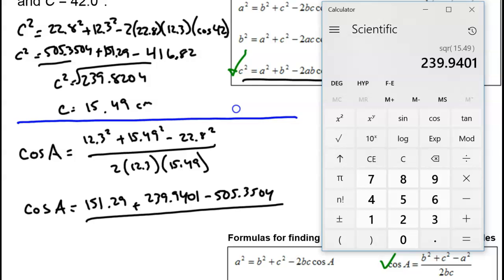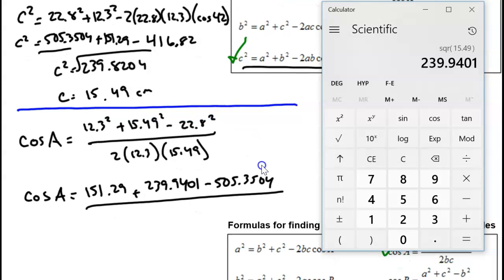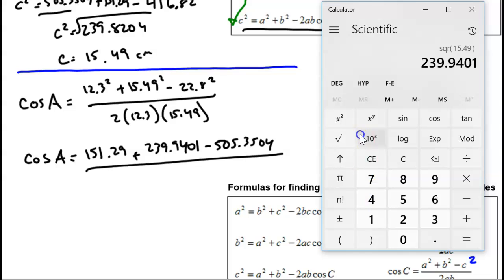And then 2 times 12.3 times 15.49 gives 381.054.